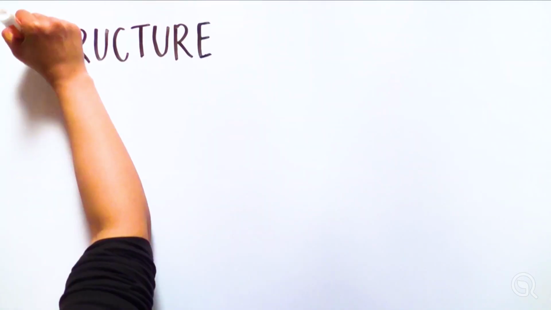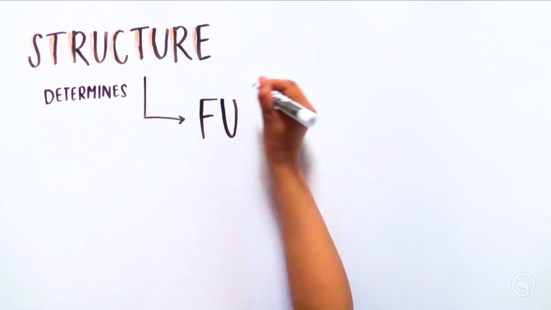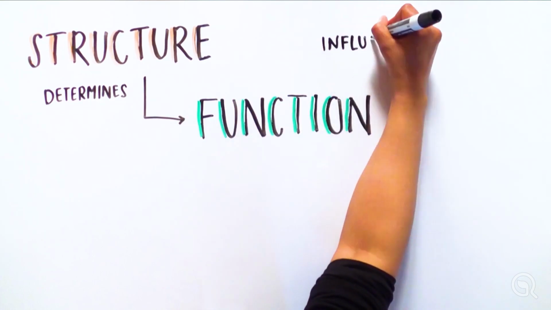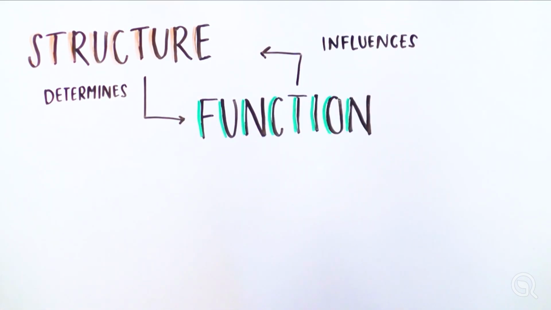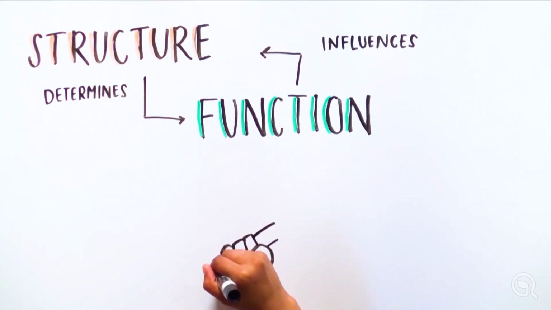A central idea in biology is that structure determines function, and function also influences structure. The shapes and arrangements of a structure determine what it does, and the task affects the structure needed. It is a key idea in engineering. Look at an everyday object like a tool.